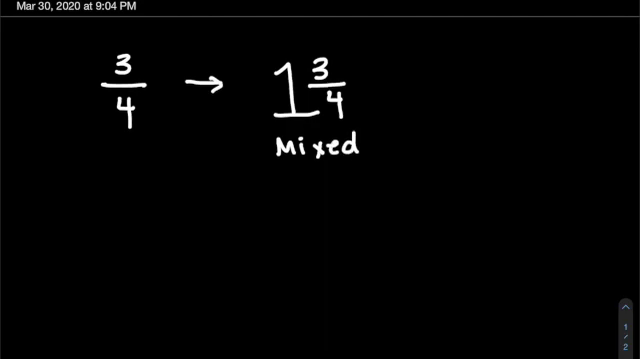So we know that a fraction is something that looks like this, and then we have a mixed number, which is when we have a whole number and a fraction together. So something like this, 1 and 3 over 4, that's a mixed number. And that's because it has the whole. The 3 over 4 is our fraction. This is something that we've been pretty familiar with.